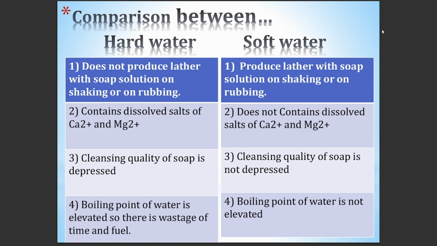Hard water contains dissolved salts of calcium and magnesium. Contrary to that, soft water does not contain the dissolved salts of calcium and magnesium. Due to the presence of these salts in hard water, the cleansing quality of the soap is depressed. The cleansing quality of the soap is not depressed in soft water because of the absence of dissolved salts. The boiling point of the water is elevated, so there is a wastage of time and fuel in hard water. On the contrary, the boiling point of the water is not elevated in soft water. So these are the impacts on the quality of water due to the presence and absence of the salts in the water.